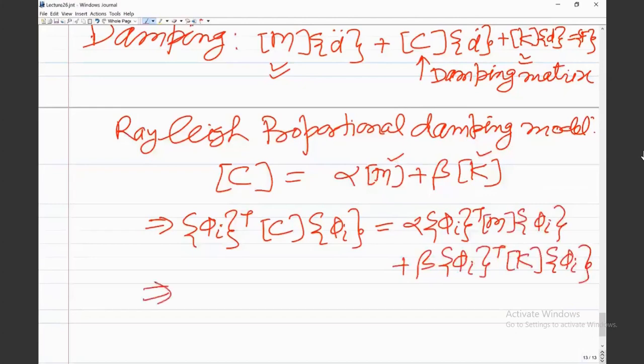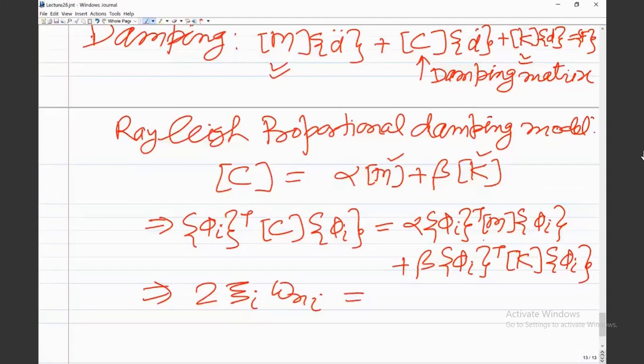Now if you look at this phi i transpose C phi i, it can be written as 2 zeta i omega ni, where zeta i is the modal damping factor for the ith mode and omega ni is the natural frequency of the ith mode.